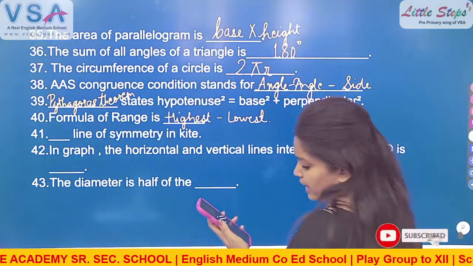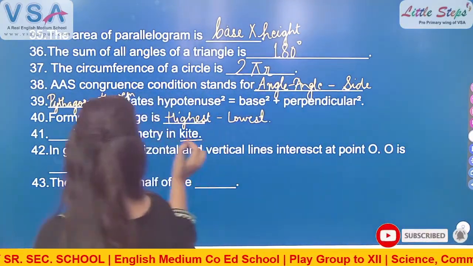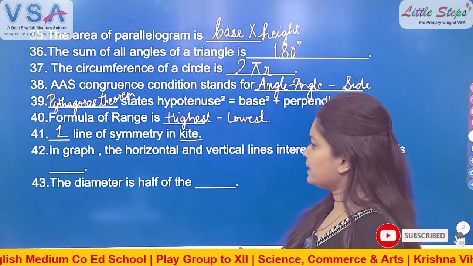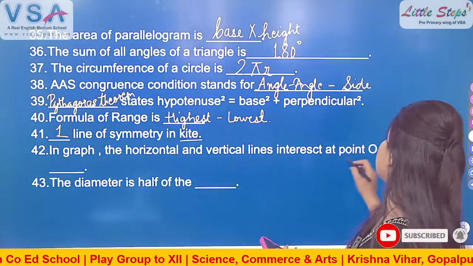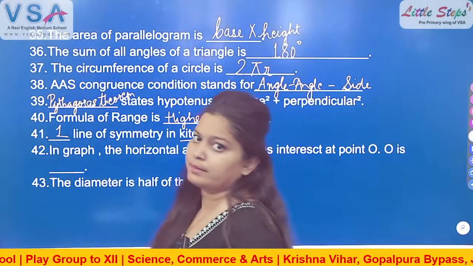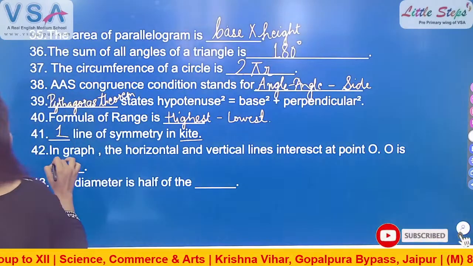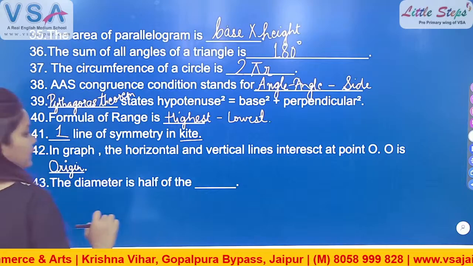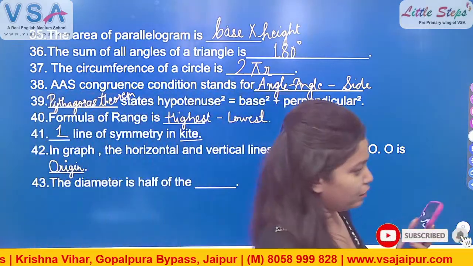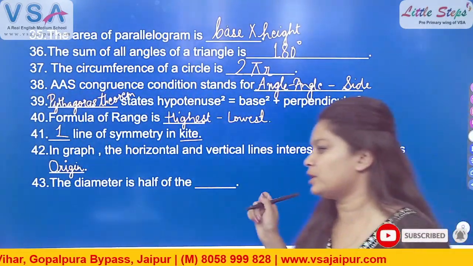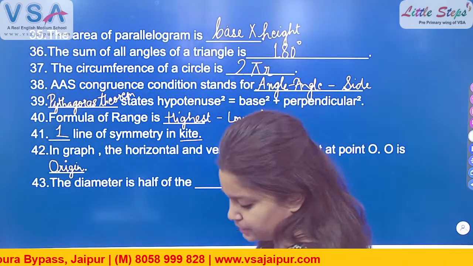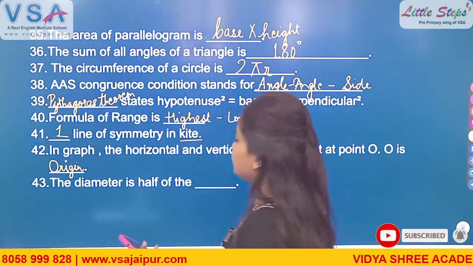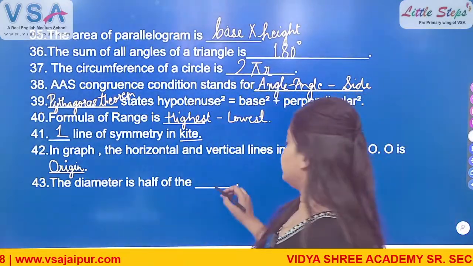Line of symmetry in kite. Kite में कितनी line of symmetry होती हैं? Only one. In graph, the horizontal and vertical lines intersect at point O. मैंने आपको बताया ग्राफ में हम लिखते हैं O0, that is known for its origin. जो ग्राफ में हम जहाँ से अपना ग्राफ को प्लॉट करना स्टार्ट करते हैं, that particular point where both the lines intersect, that is origin. The diameter is half of the, diameter किसका half होता है? Radius का.